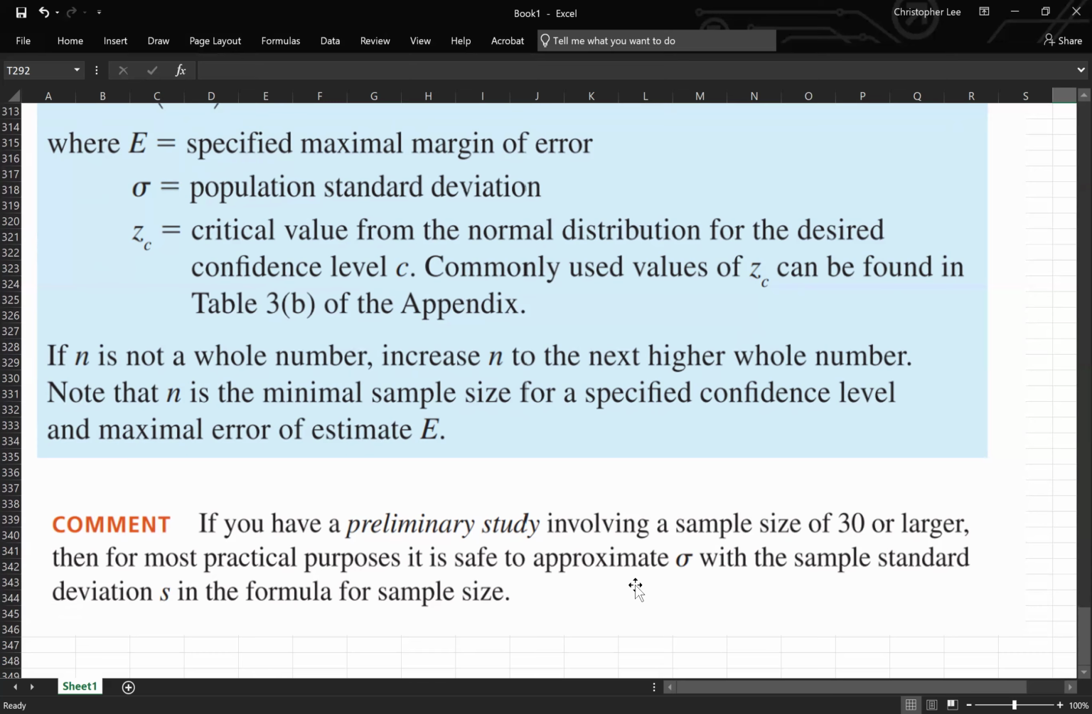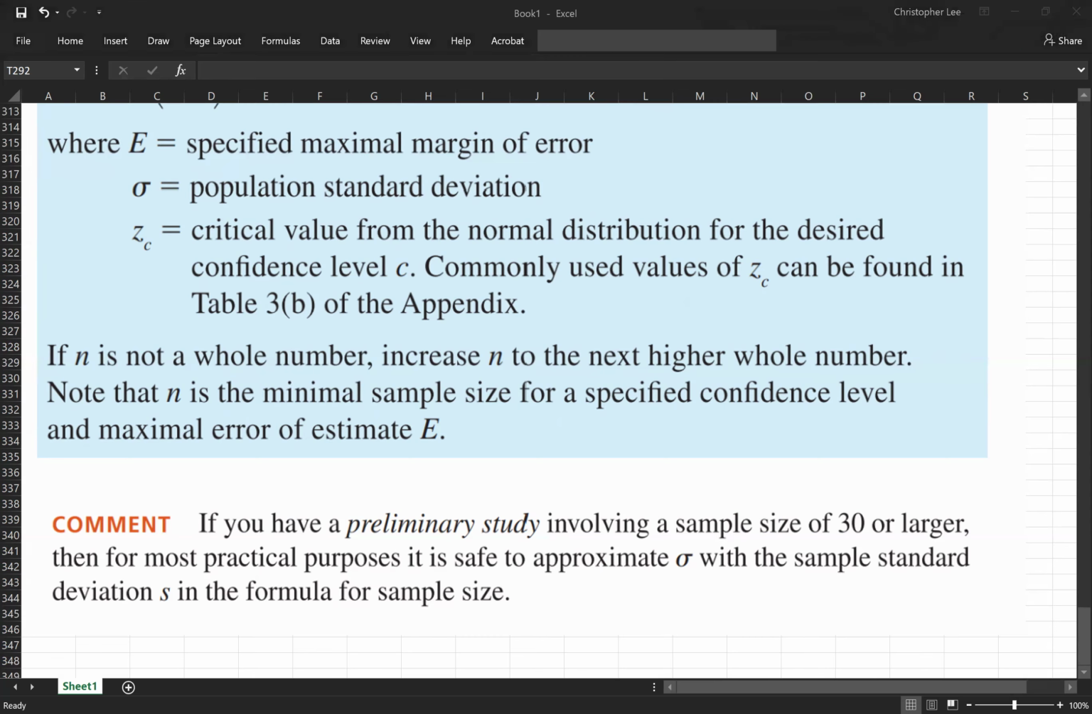So if you have a preliminary study involving a sample size of 30 or larger, then for most practical purposes, it is safe to approximate the standard deviation sigma with the sample standard deviation S in the formula for the sample size. All right. So basically, if we have n greater than or equal to 30, we could just treat that like sigma. That's what they're trying to say.